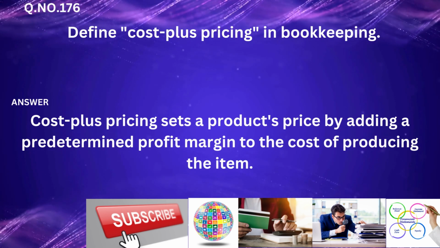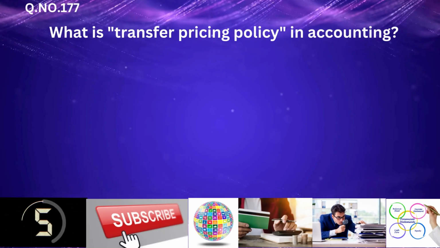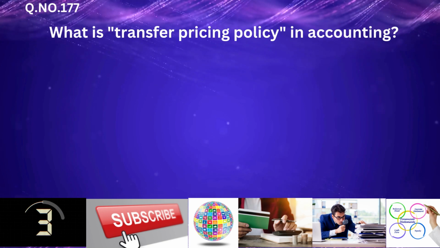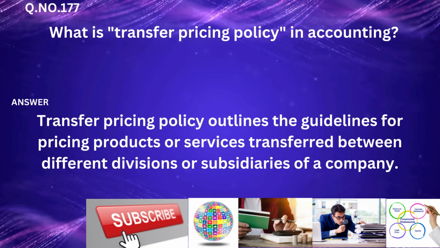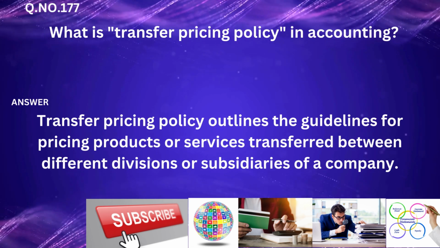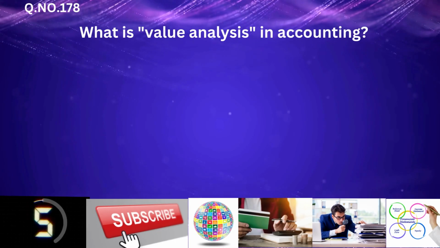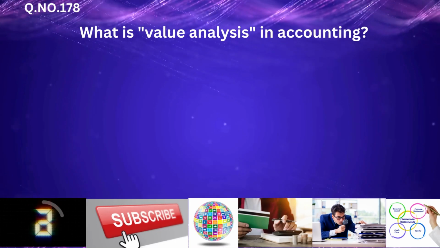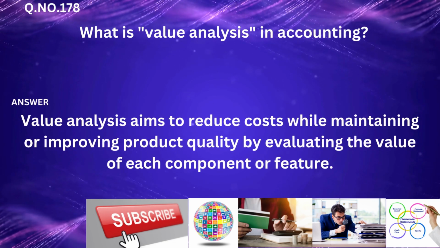Question 180. What is disbursement in accounting? Answer: disbursement is the payment of money, typically from a company to its vendors, suppliers, or employees. Question 181. Define book value per share in bookkeeping. Answer: book value per share is the value of a company's equity per outstanding share of common stock.